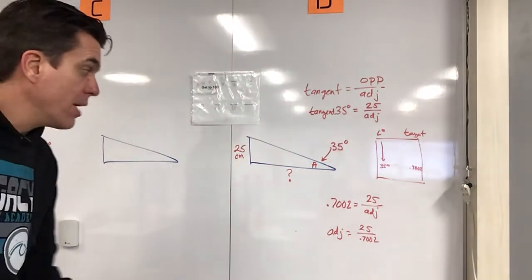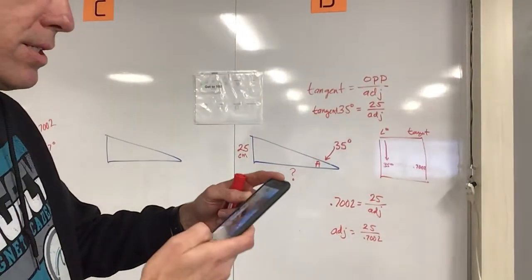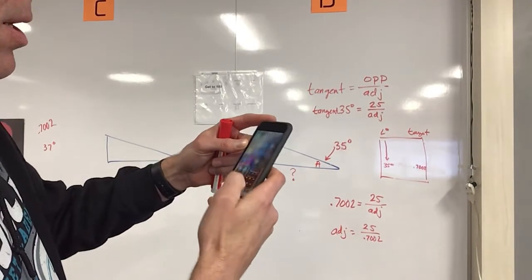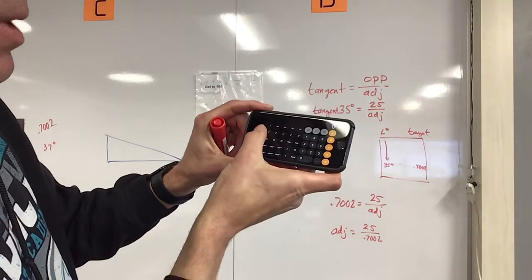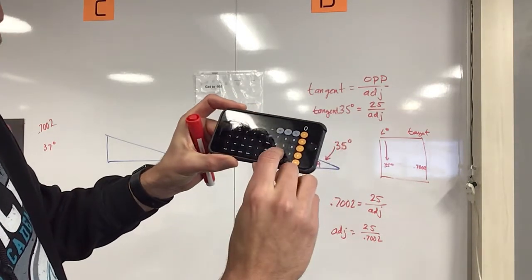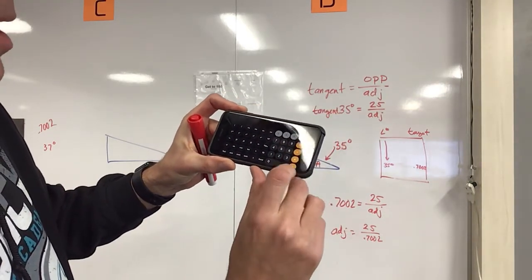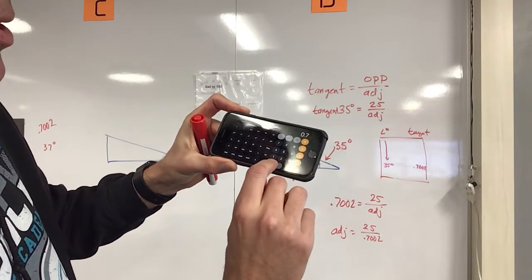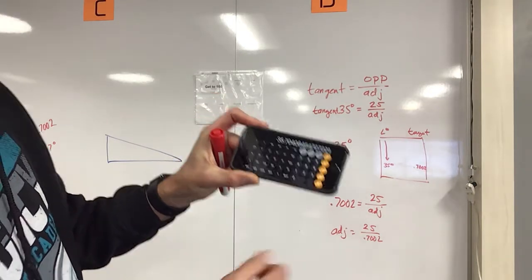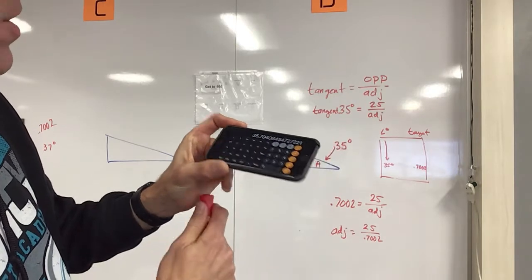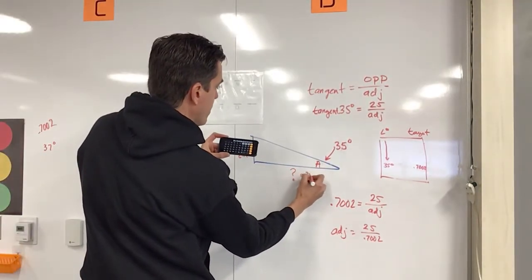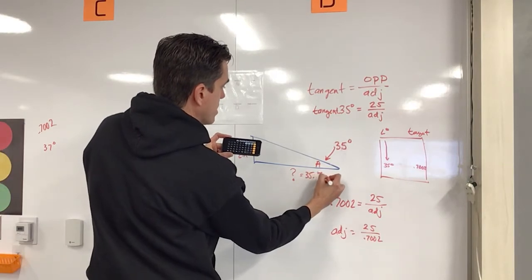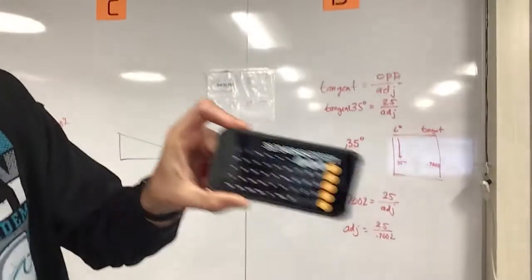Okay, so get out your calculator. I'm going to clear, and I'm going to just go 25 divided by 0.7002, and that should be my length of the base. So in this case, I want that length to be about 35.7 centimeters.